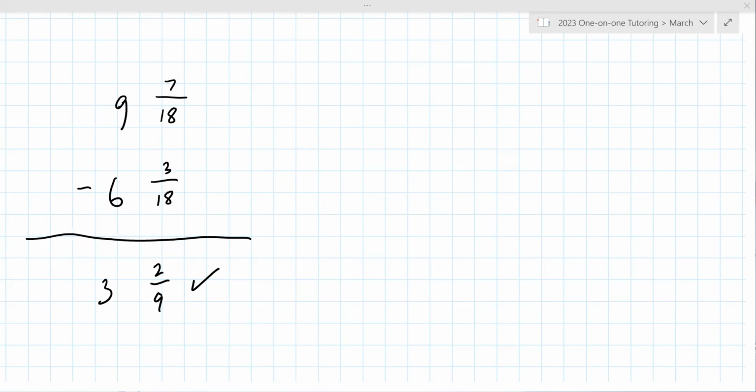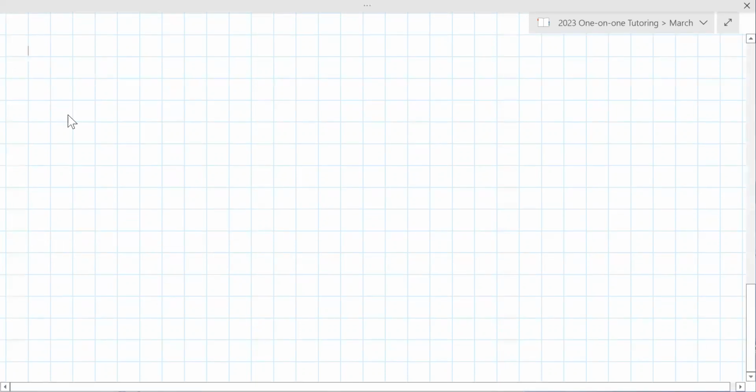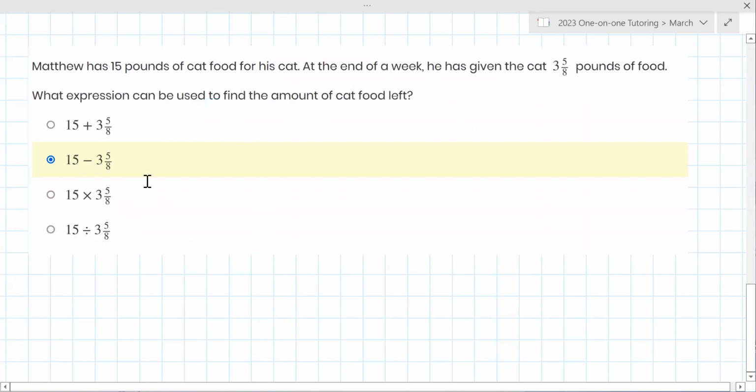All right, so here is a question that you have already started. It looks really good here. It says Matthew has 15 pounds of cat food for his cat. At the end of the week, he has given the cat 3 5/8 pounds of food. Which expression can we use to find the amount of cat food left? So this is perfect. Okay, very good.